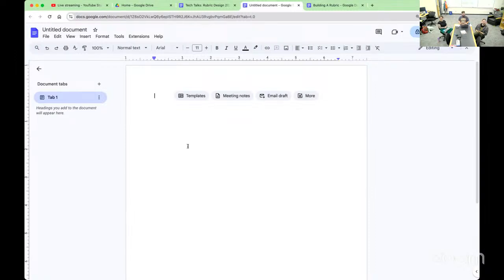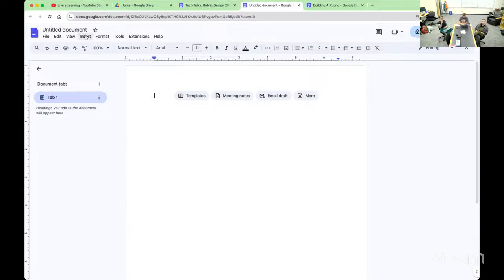Okay, so I am going to start with my 4 goals for this assignment. And those are going to be my performance criteria. So when you're building a rubric, the first thing you need to do is identify your performance criteria. What are the things that you want to observe and assess?